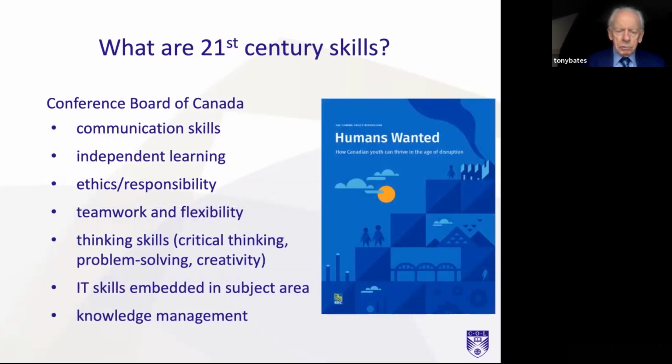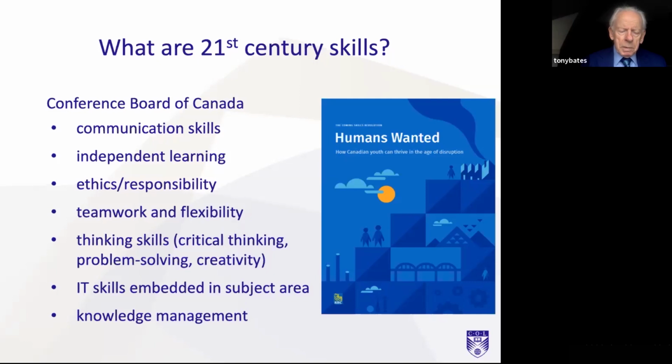Well, as long ago as 1993, the Conference Board of Canada, the Business Board for Businesses in Canada, came up with these skills, and these won't be new to many of you. But I think there's a couple of points I want to make about these skills. First of all, you don't teach them separately. They need to be embedded in a subject area. So, for instance, problem solving has to be part of the actual curriculum around whatever subject area you're teaching.